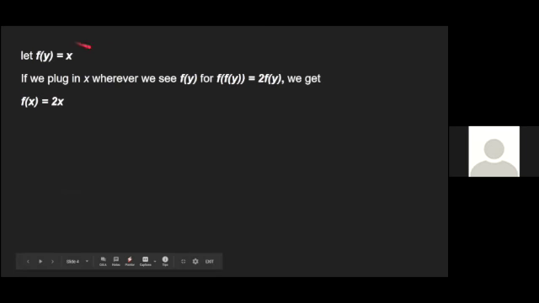So then we can let f of y equal x. If we plug in x wherever we see f of y in our equation, we get f of x equals 2x, because you can see that if you replace this f of y, you get f of x. If you replace this f of y, you get 2x.